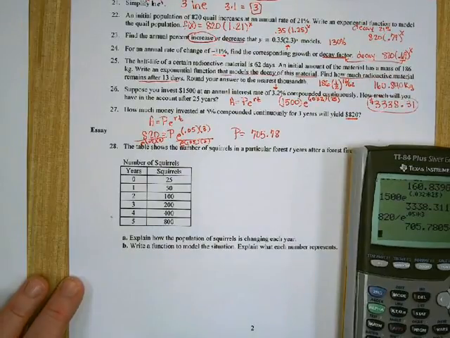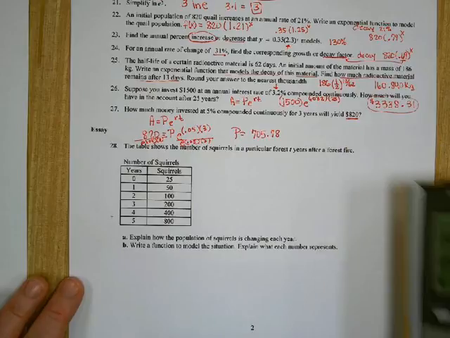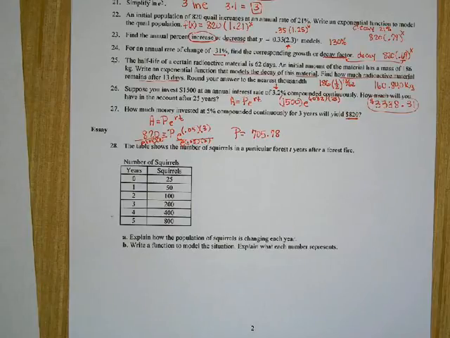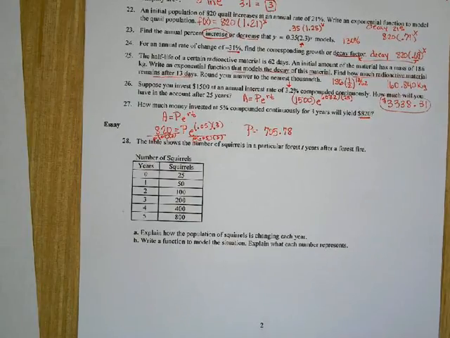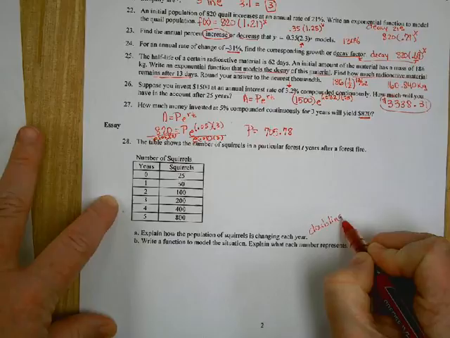Okay, the table shows the number of squirrels in a particular forest T years after a forest fire. Explain how the population of squirrels is changing each year. What's happening to it, guys? Doubling. Write a function to model the situation. Explain what the numbers mean. Okay. How many did you start with?